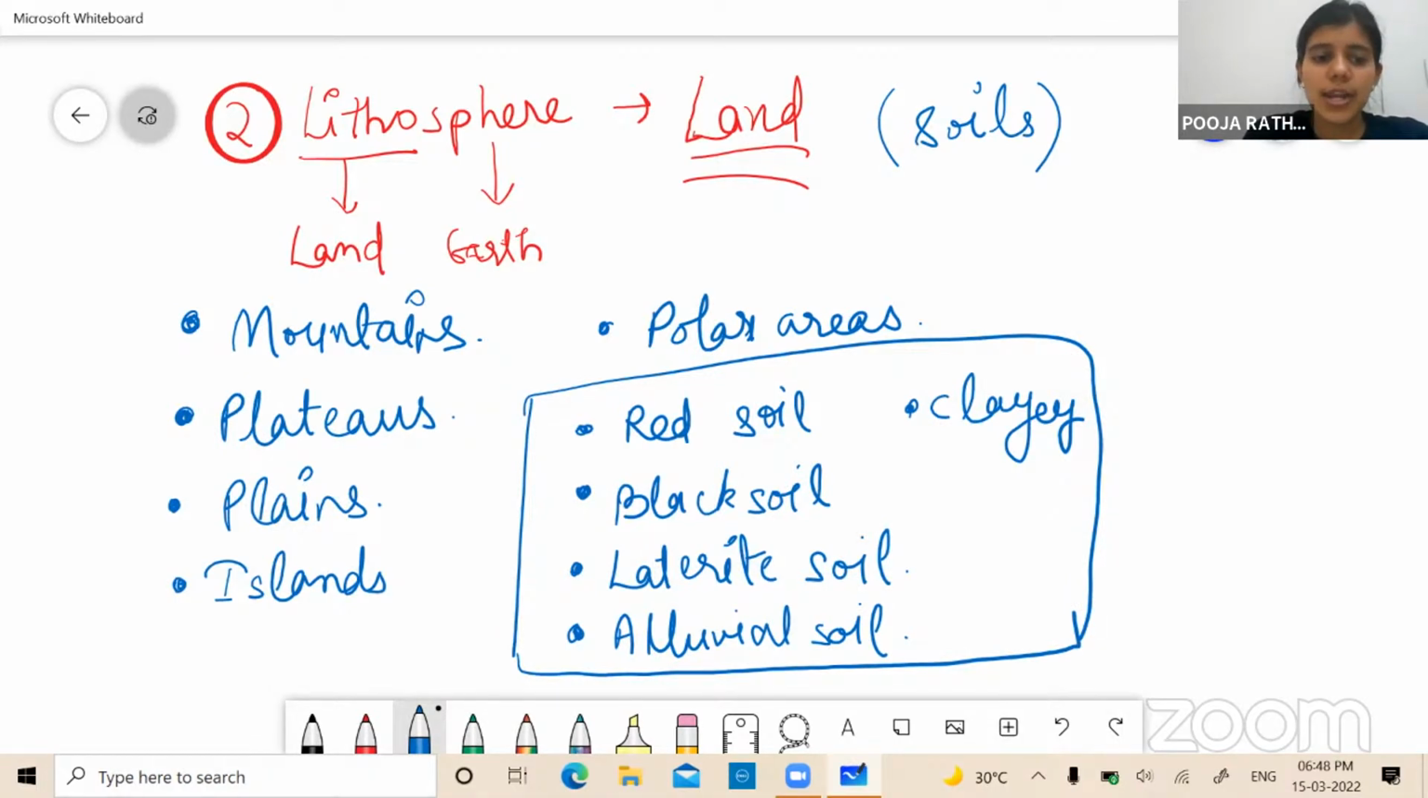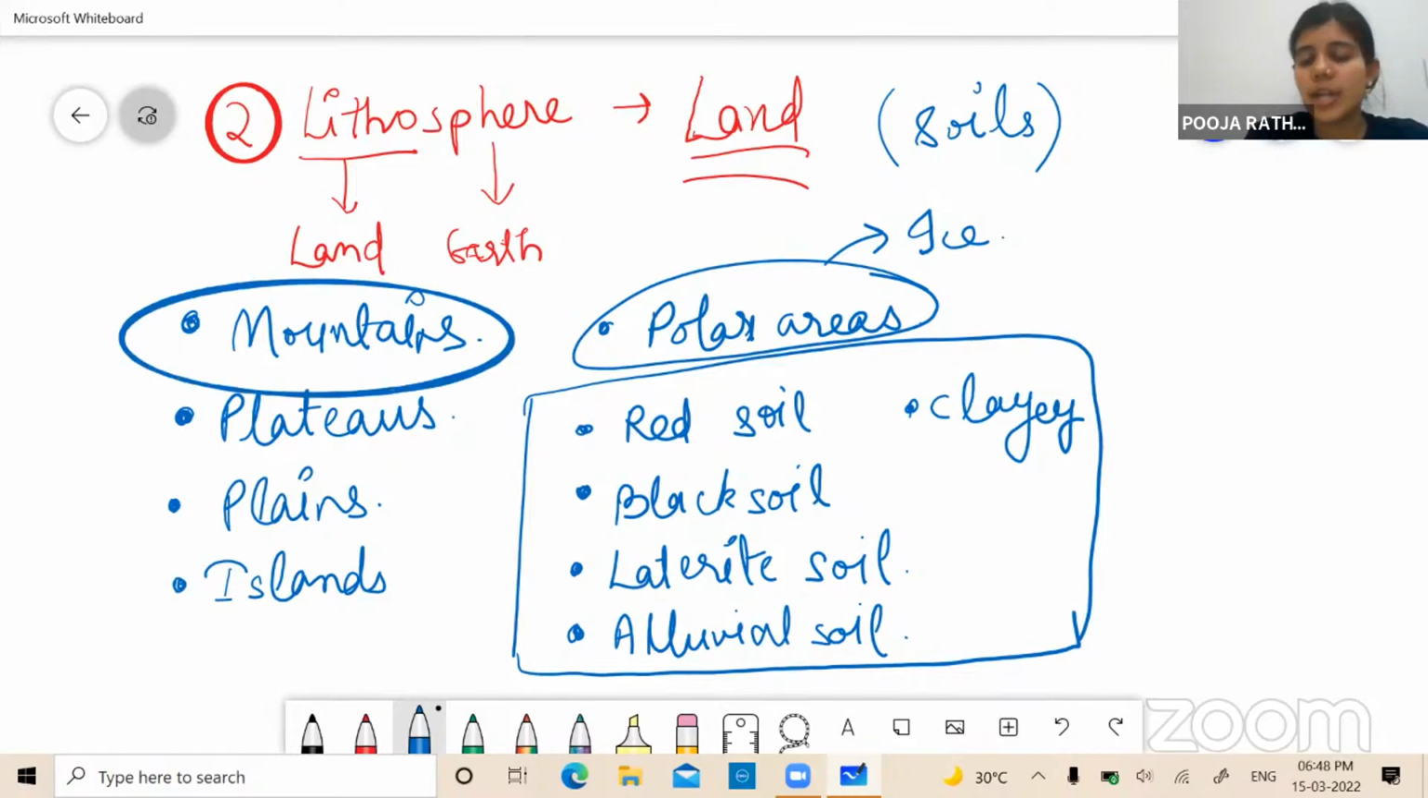On the basis of land, they could be mountains, plateaus, plains, islands, polar areas. Polar areas are majorly made up of ice, very cold areas. Mountains could be made up of ice, or deserts, or different soils also. Then plateaus, we live in the plateau region, the Deccan Plateau. Plateau regions are those where simple hills are there in between.